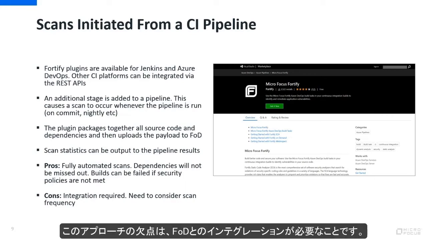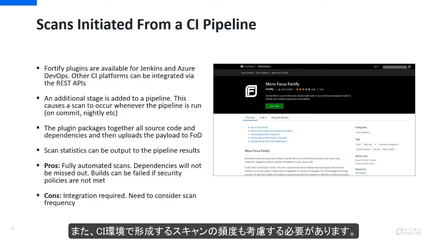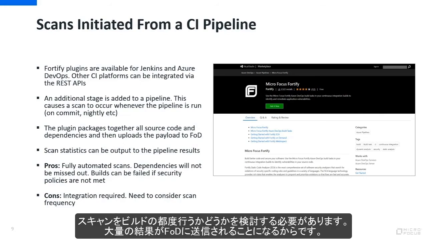The con of this approach is obviously you have to do some integration work. You have to integrate Fortify with your pipeline, but we make that reasonably easy for you. And you do need to consider the frequency of scans that you perform within your CI environment. In other words, if you're performing a lot of CI initiated builds, you need to consider, do I want to do a scan every time? Because I'm going to get a lot of results published. So you need to think about that.